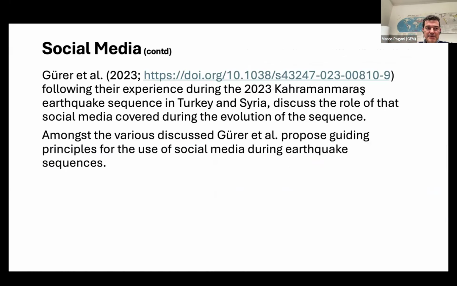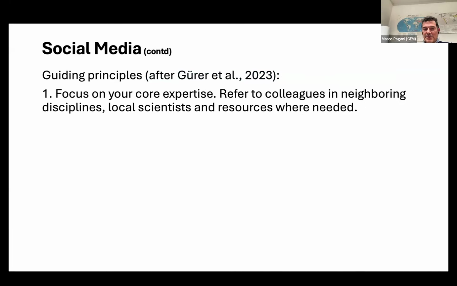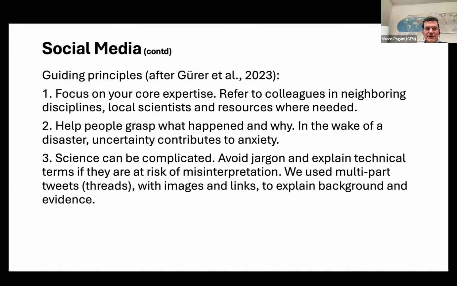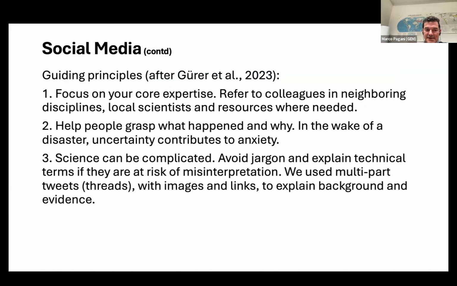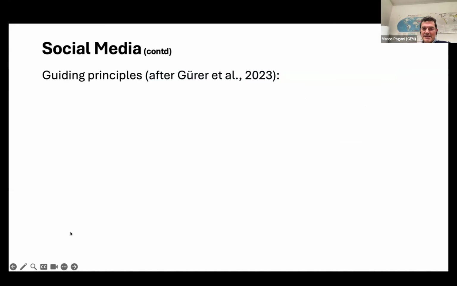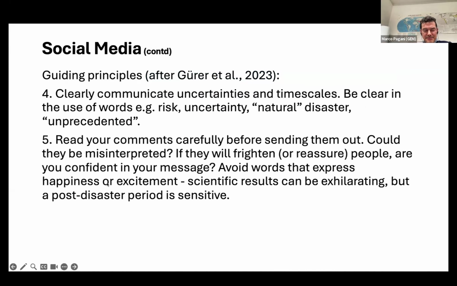And in this paper, in which, by the way, Judith Hubbard is also a co-author, what they did in light of their experience during this sequence was to put together, amongst different things, a number of guiding principles for communicating during the sequences, especially through social media. I'm not going into detail through all of them, also because I see that it's getting particularly late, but you will find them here, and you will see that while it's interesting, there are also some concepts that are to a certain extent in contradiction.